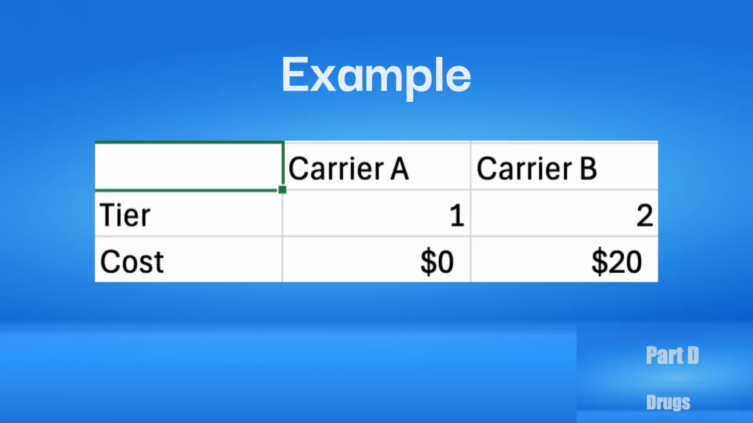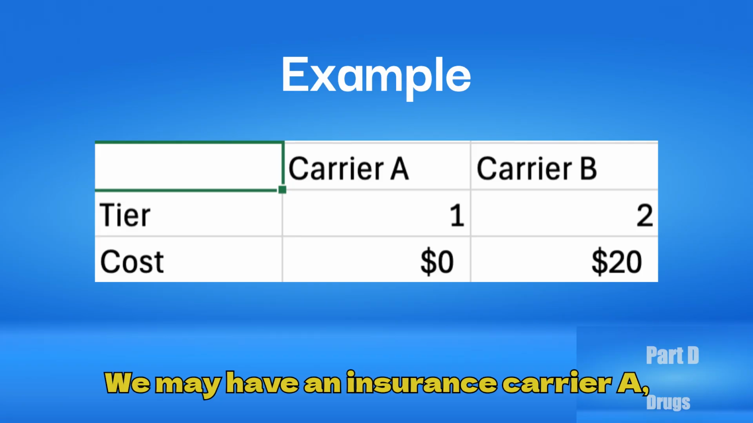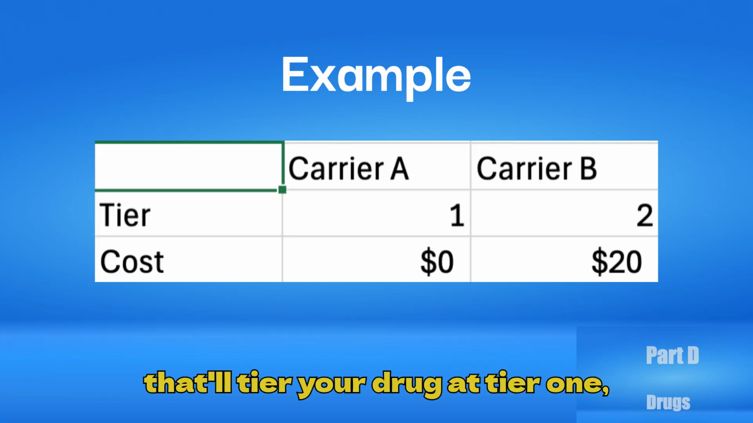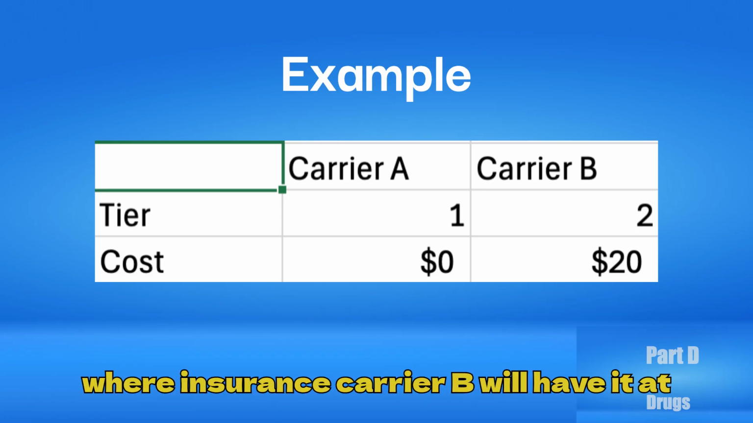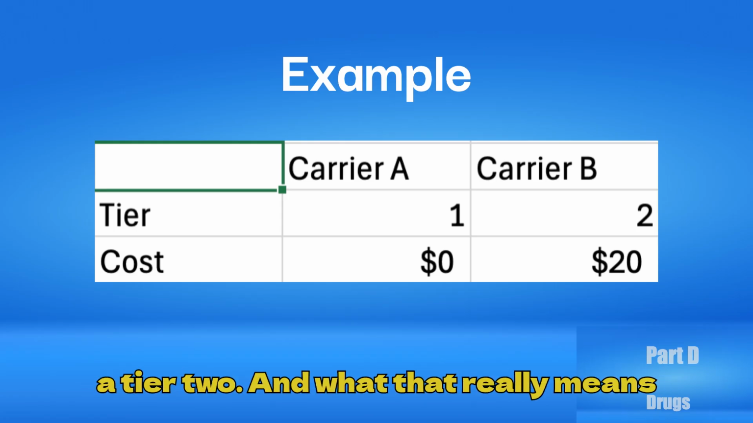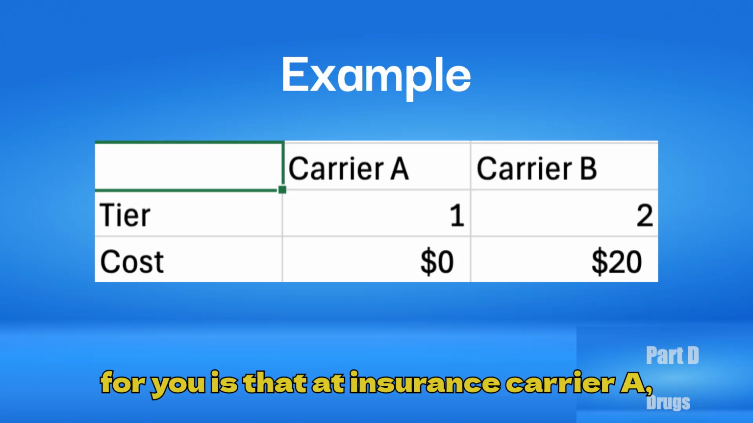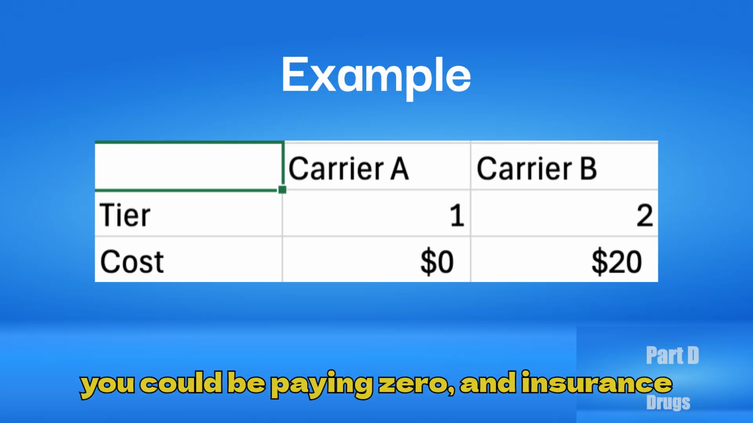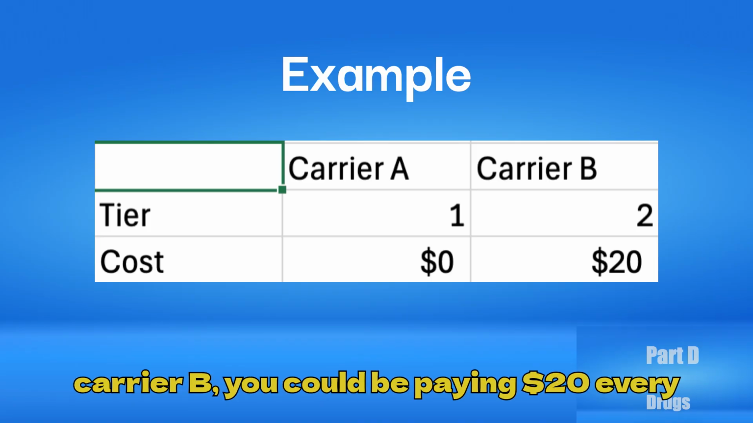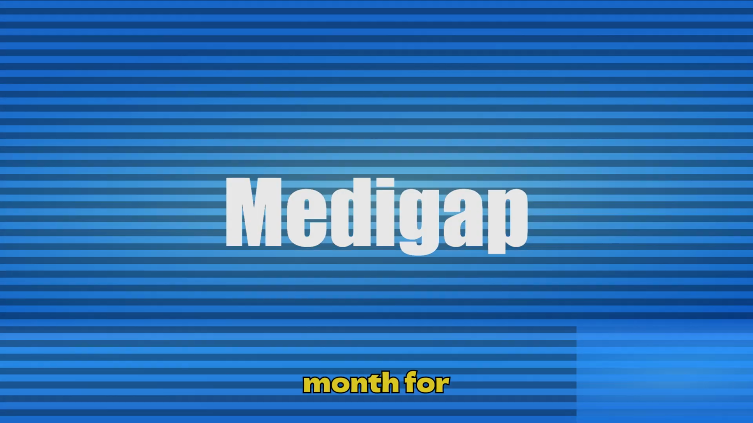For example, we may have an insurance carrier A that'll tier your drug at tier 1, where insurance carrier B will have it at a tier 2. And what that really means for you is that at insurance carrier A, you could be paying $0, and insurance carrier B, you could be paying $20 every month.